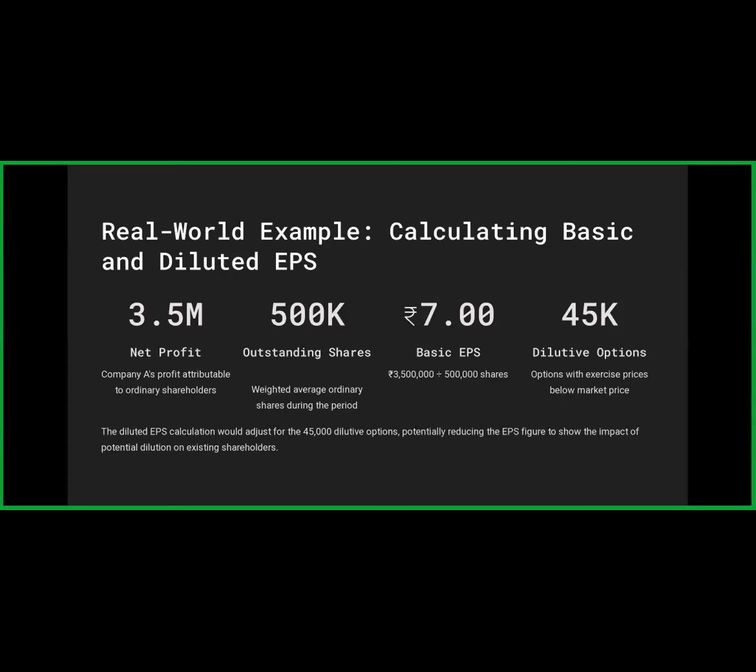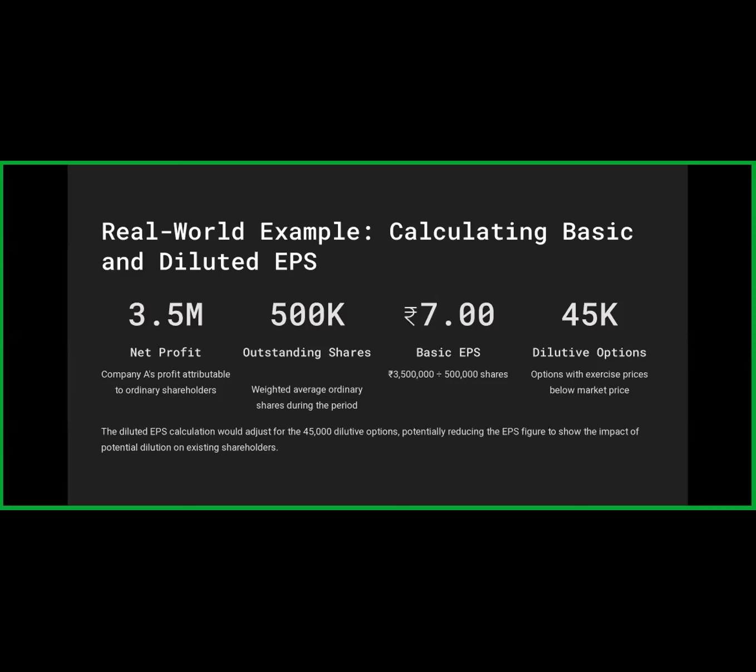Okay, so when we calculate the basic EPS, that is the 35 lakhs divided by 5 lakhs, then we get the basic EPS is 7 rupees. That means each and every share gives 7 rupees earning to their shareholders. So how many shares any shareholder holds, on that basis their earning depends. If they hold more shares, their earning is more. If they hold less shares, then their earning is less.